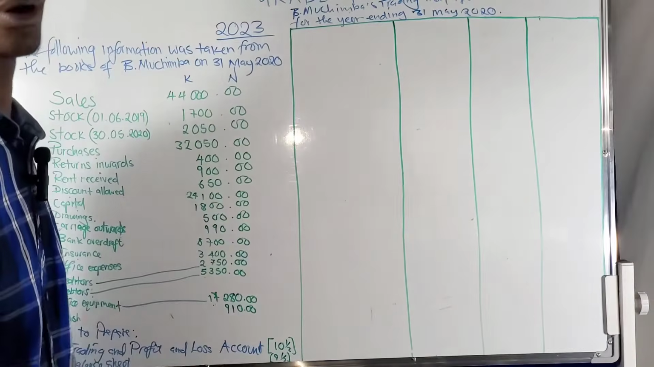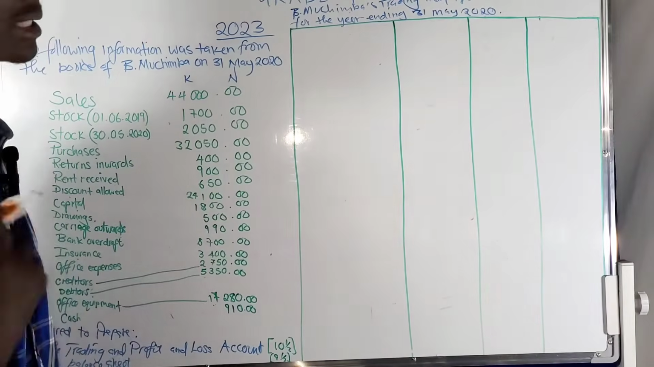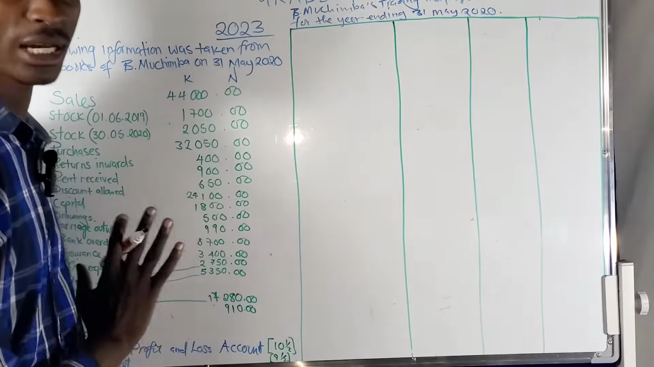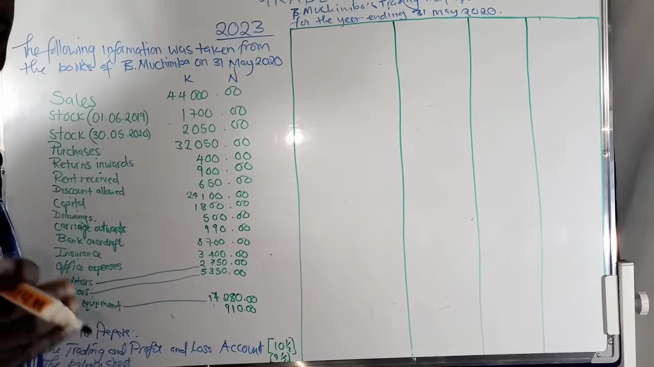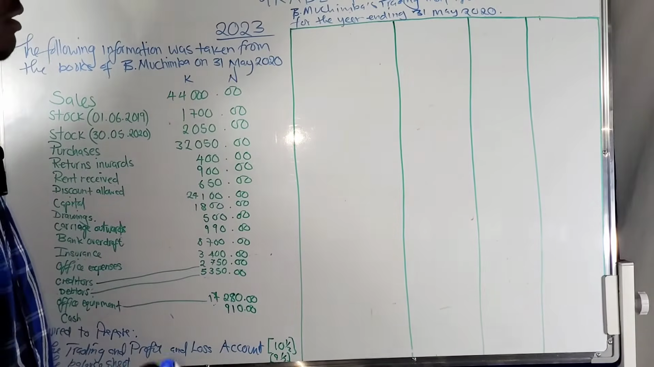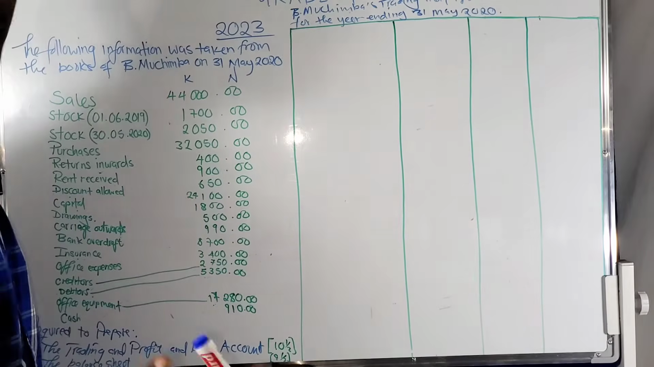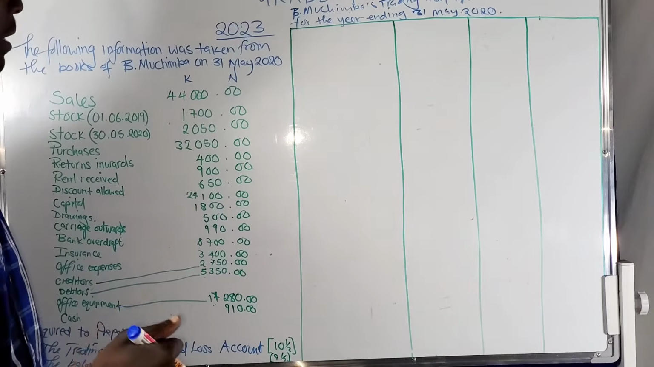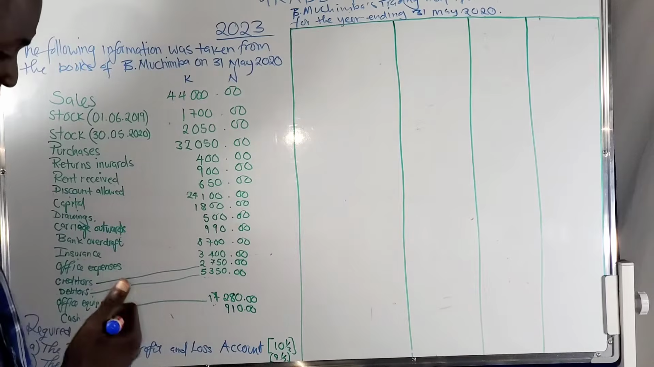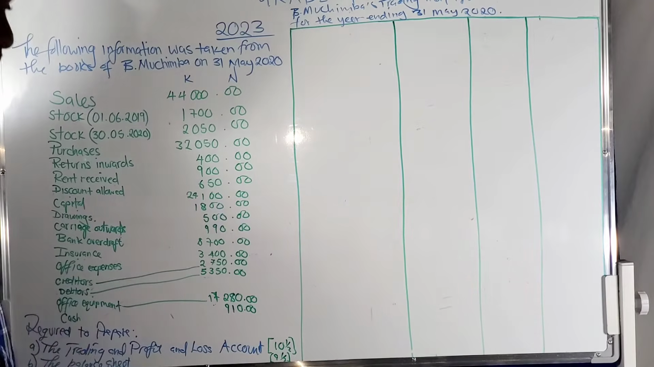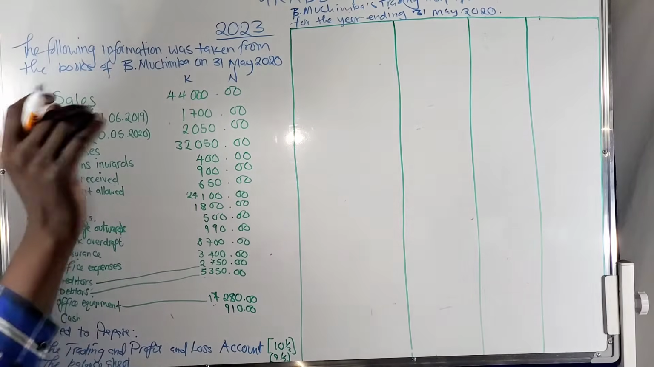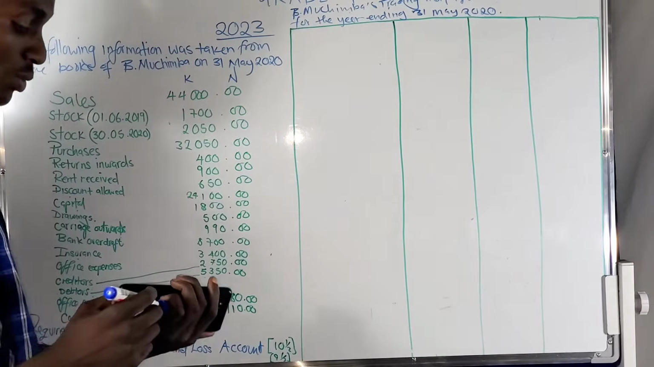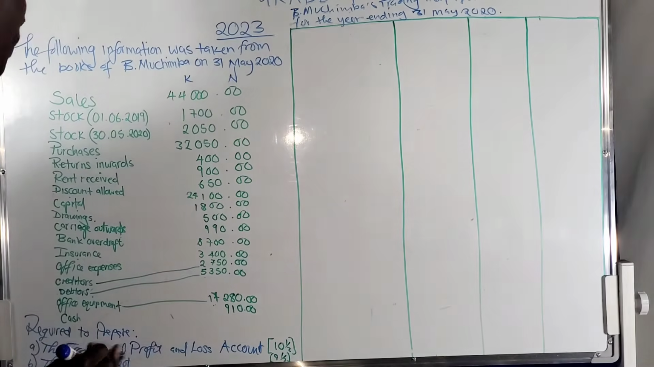This is the title. Make sure you write the correct title. The trading and profit and loss account is prepared for the year, as the year is ending. Okay, for the year ended. It's not prepared as the trial balance and balance sheet. All right, so the first thing, we're going to write the trading account.